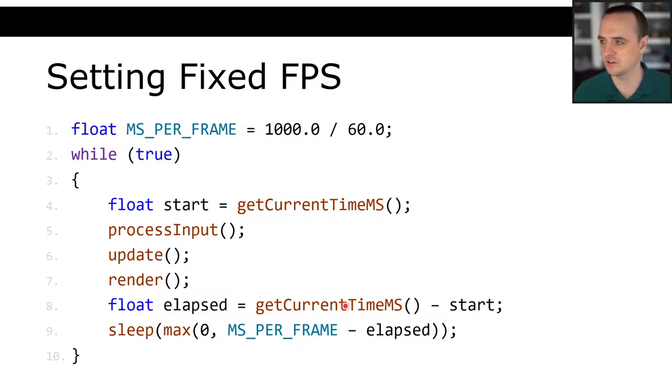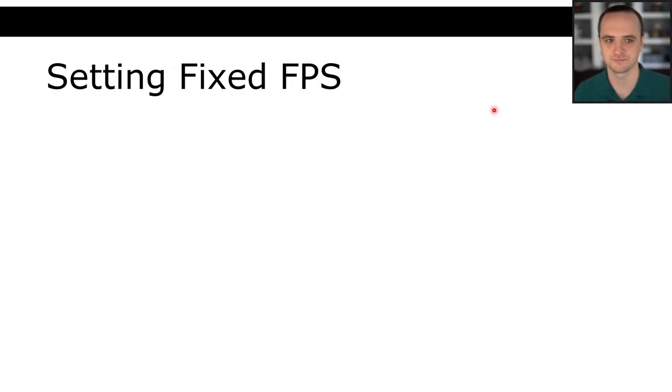And then we say, okay, how much time did all of that take? So we get the current time in milliseconds. Then we subtract our starting time from that. And then we sleep a maximum of zero and milliseconds per frame minus elapsed. So why max? Well, because we might get a negative number here, and we can't sleep for a negative number. So that's a very basic way of setting a fixed frames per second in your game.